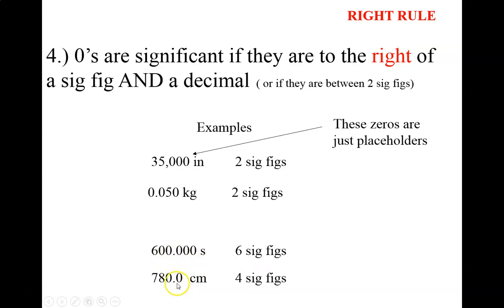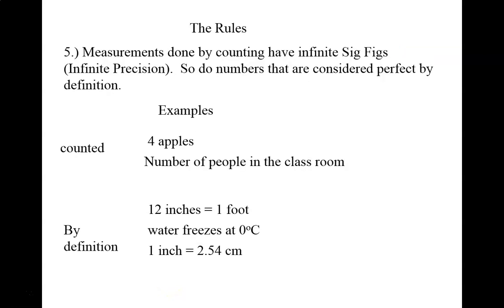This number here, this 0 is to the right of a number and a decimal place. It's on the right side of the 7 and the 8 and the decimal place, so it's a sig fig. And this 0 is by the sandwich rule, so it's a sig fig.